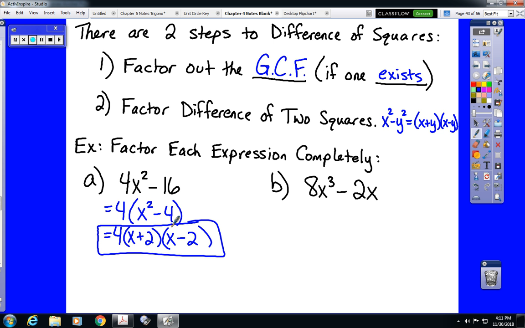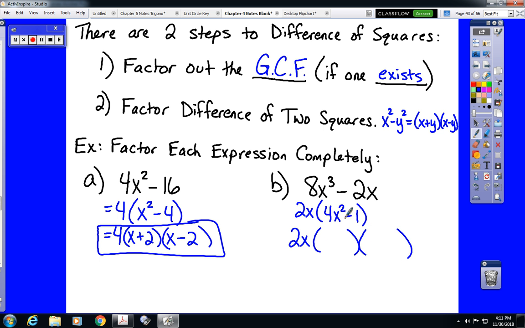Let's do another one. Here on letter B, the GCF is 2x. That would leave 4x squared minus 1. 2x is done. We can't factor that any further. But 4x squared minus 1 is a difference of 2 perfect squares. So it would factor again.